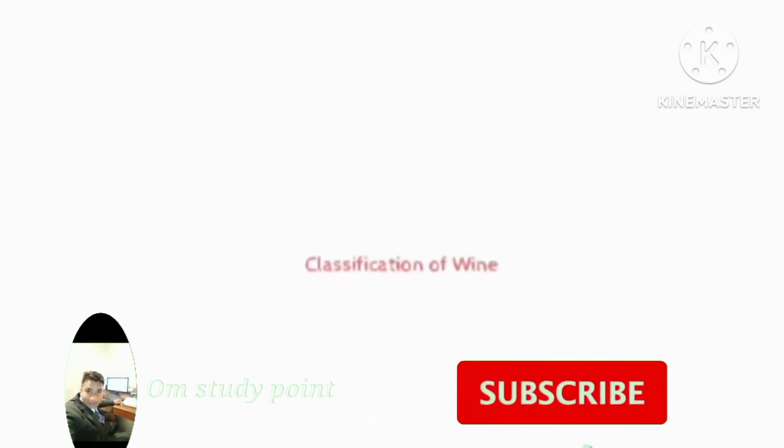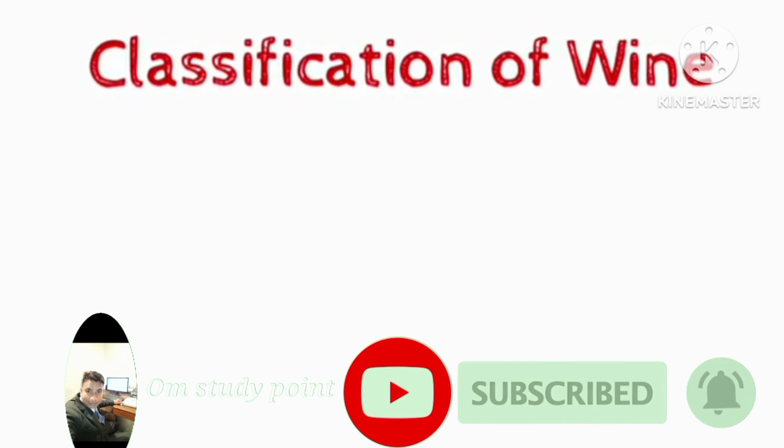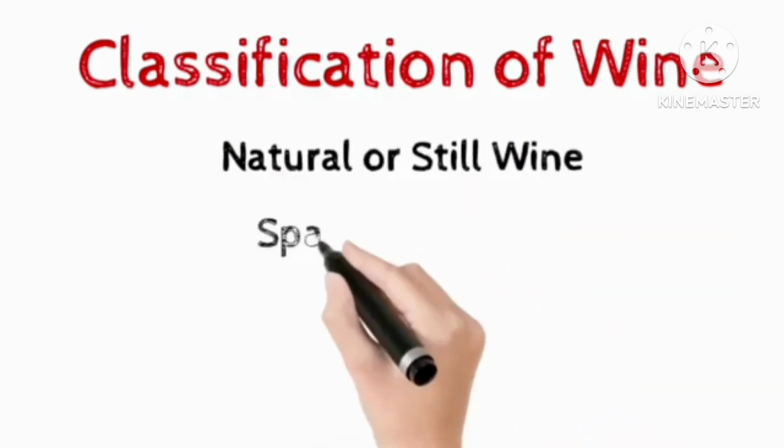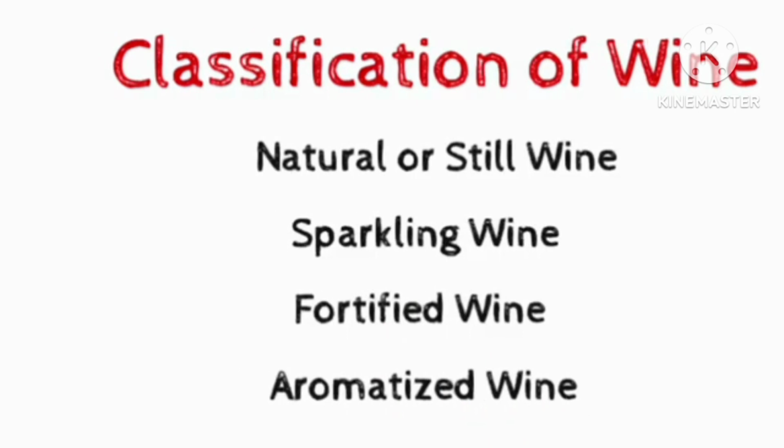To see in detail about classification of wine. Wine is classified on the basis of following factors: natural or still wine, sparkling wine, fortified wine, aromatized wine. Let's see more in detail one by one.